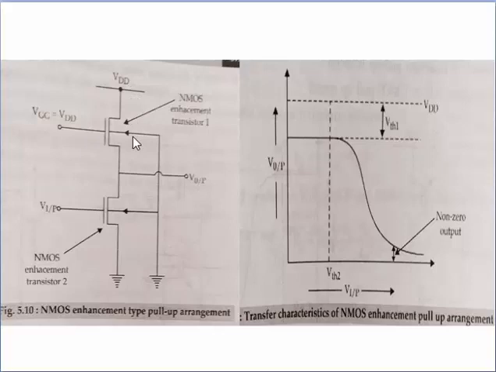So that's why, whenever we use an NMOS enhancement mode as a pull-up network, the output never reaches the maximum value. It will be down by a value of VTH1, and even when the input is maximum, the output is always non-zero and never becomes zero. That is the case of the NMOS enhancement type pull-up arrangement.